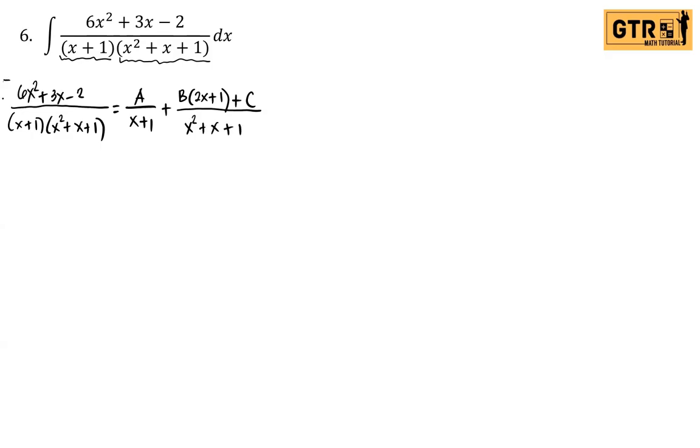Now, let's remove the denominator by multiplying both sides of the equation by this factor. So we have x plus 1 times x squared plus x plus 1. So we can simply cancel this. So what will remain in the left side is 6x squared plus 3x minus 2 equals. So distribute this. We can cancel x plus 1. So we have A times x squared plus x plus 1. Okay, and then we have plus B. And then we have 2x plus 1.